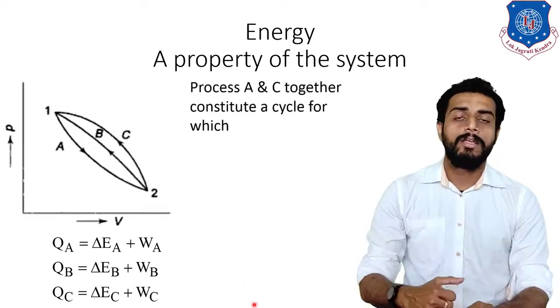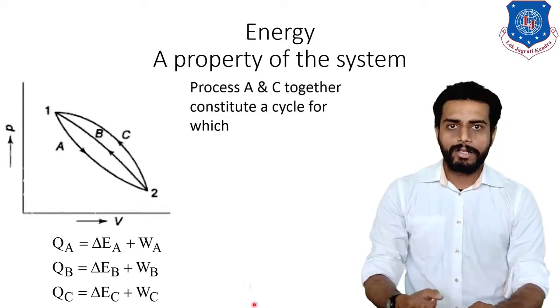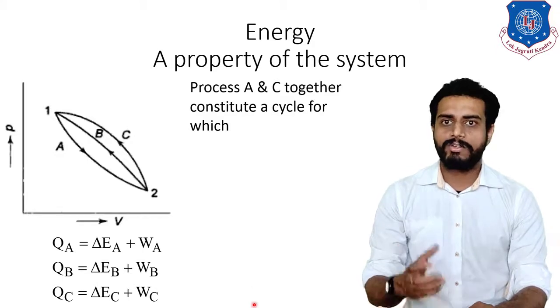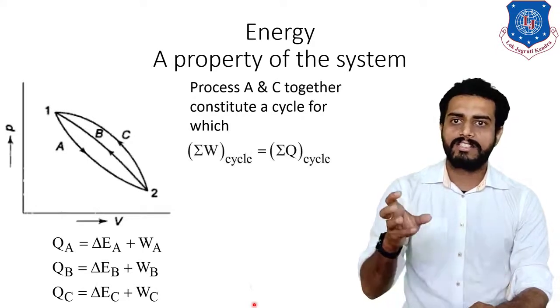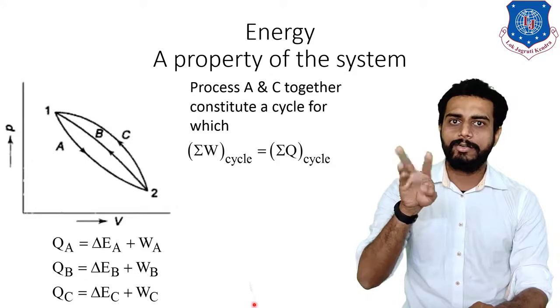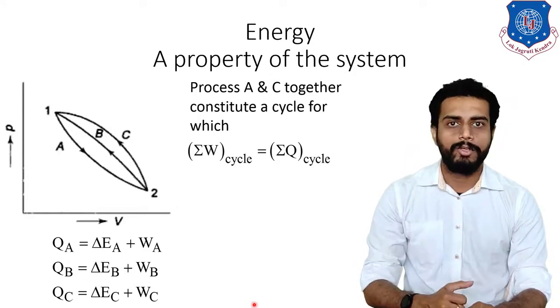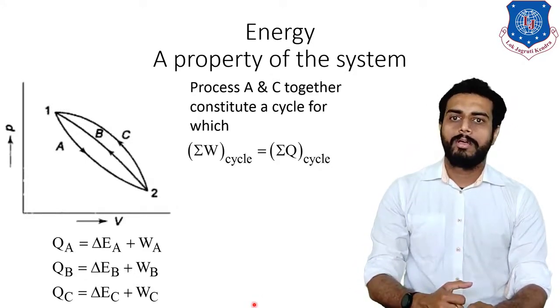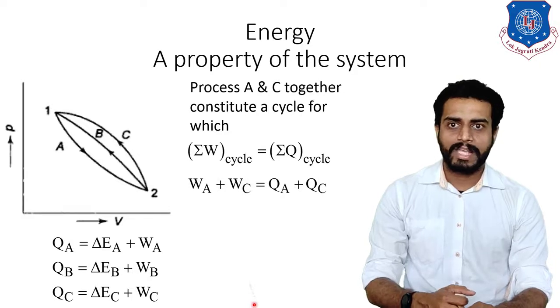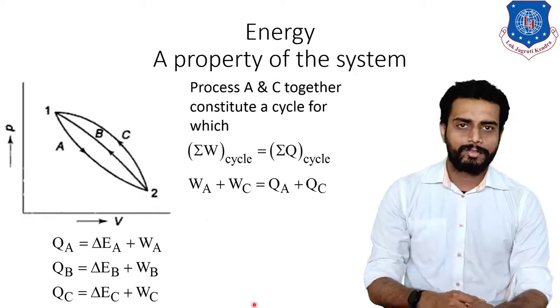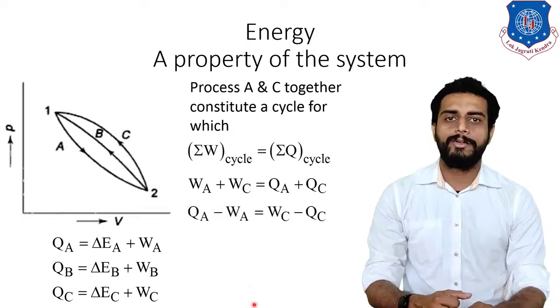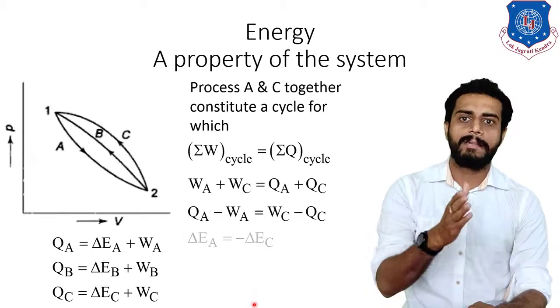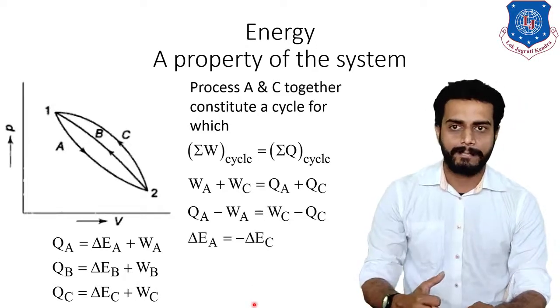Now for this cycle again, the first law will be: summation of W is equal to summation of Q. Here, for A and C together, summation of W will be WA plus WC, and for Q we will write QA plus QC. Rearranging these terms, we can write QA minus WA is delta EA, and WC minus QC is minus delta EC.